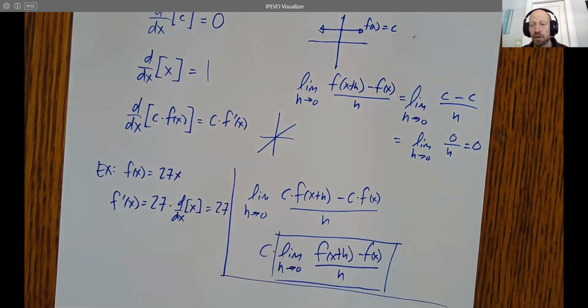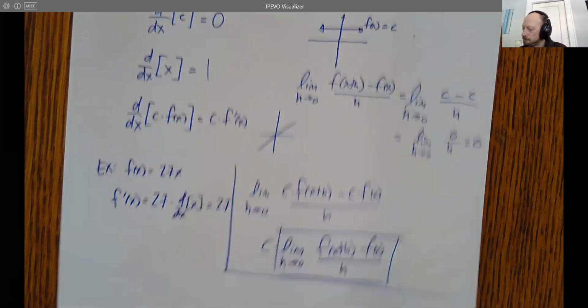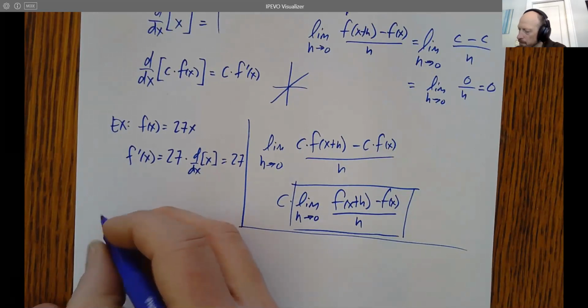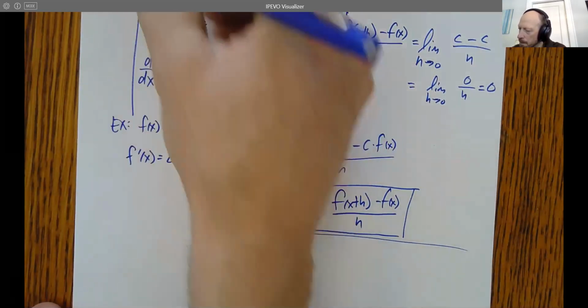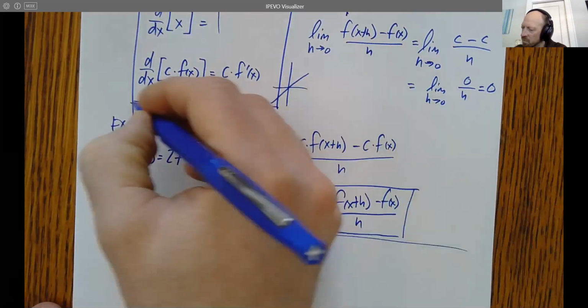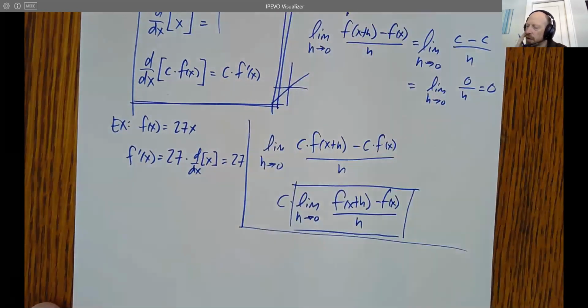Exactly. So we end up just there with 27. And we're trying, again, to build some sort of basic properties that work for all sorts of functions. Okay. So we have these 3 rules so far.